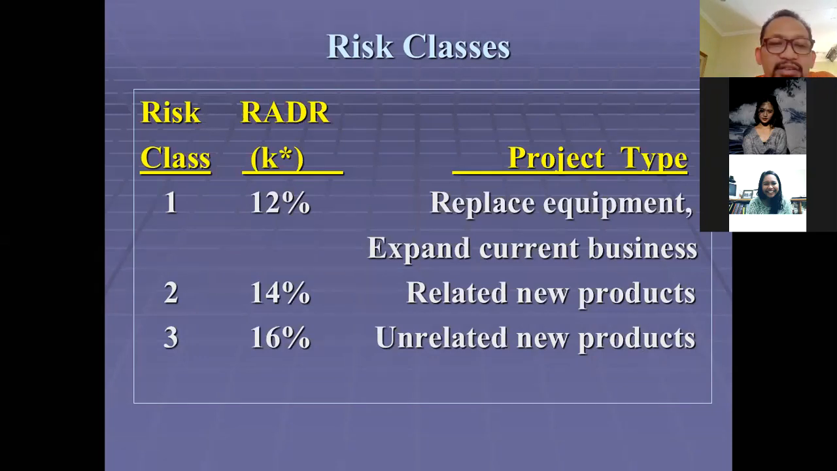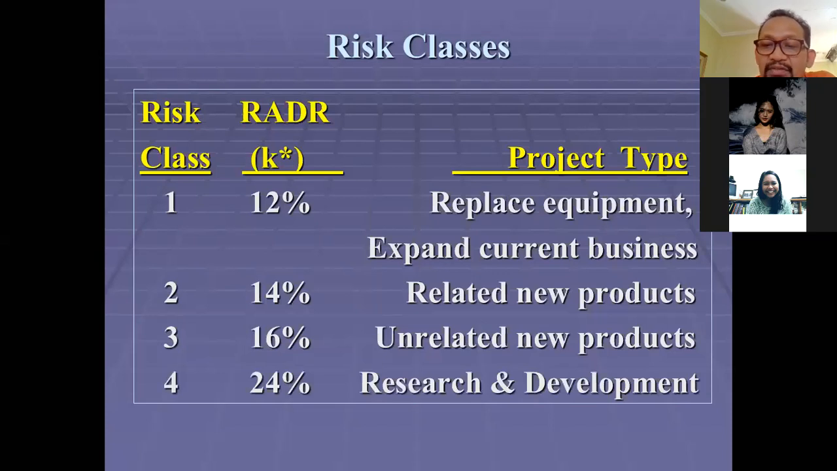And the last one, number 1, is project type: research and development. So if your project is research and development, your risk is too high, because in research and development you just spend money. You don't know whether you can find the new product or not.